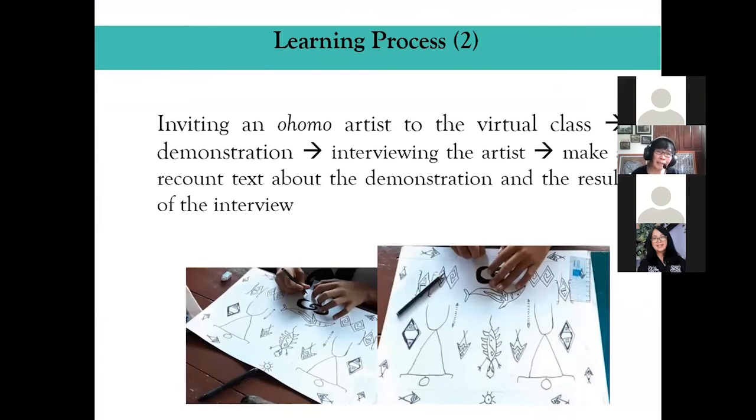The second one is we invite the Homo artist to a virtual class, and then ask her or him to demonstrate creating or making a Homo with a motif. In the pictures, the students practice drawing the motifs. And then after that, we ask the students to write about what the artist said in the virtual class.